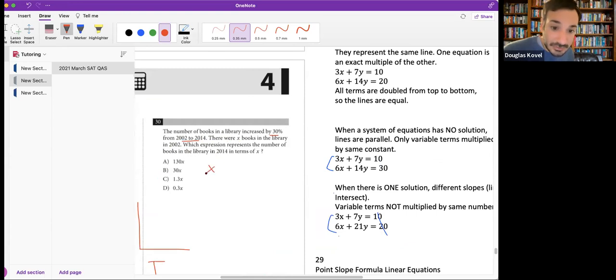So X is my original. So I would say X, and I do 1 plus 30 over 100, which ends up being X times 1 plus 0.3. So it's just 1.3X. So C would be correct.